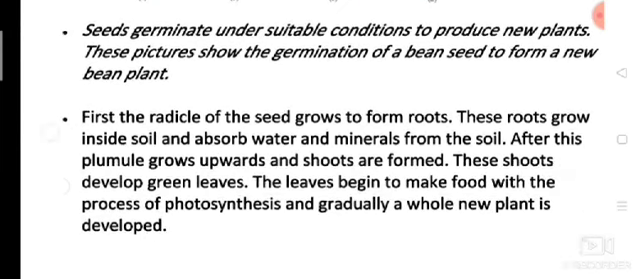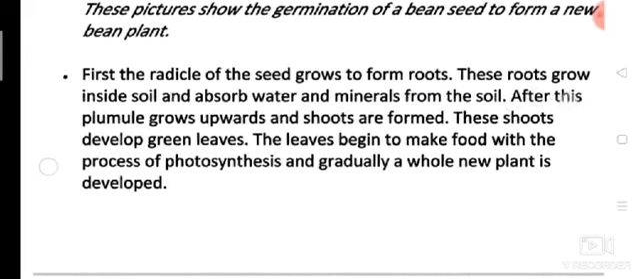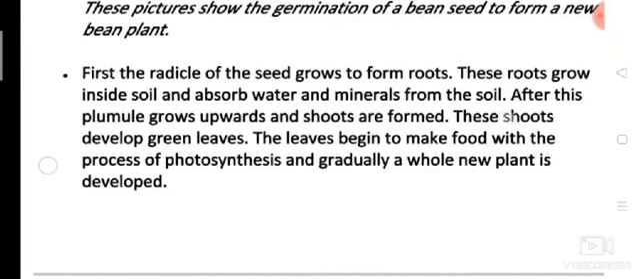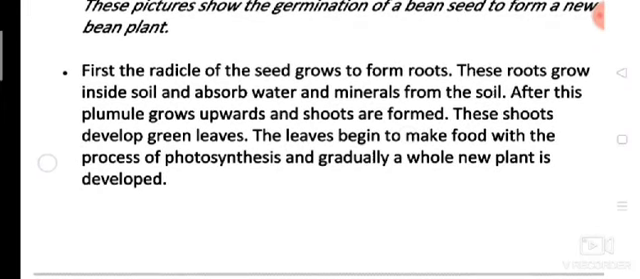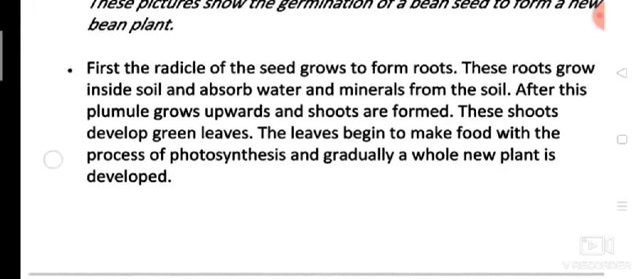These pictures show the germination of a bean seed to form a new bean plant. First, the radicle of the seed grows to form the root. This root grows inside the soil and absorbs water and minerals from the soil. After this, the plumule grows upwards and a shoot is formed. This shoot develops leaves. The leaves begin to make food with the process of photosynthesis, and gradually a whole new plant is developed.